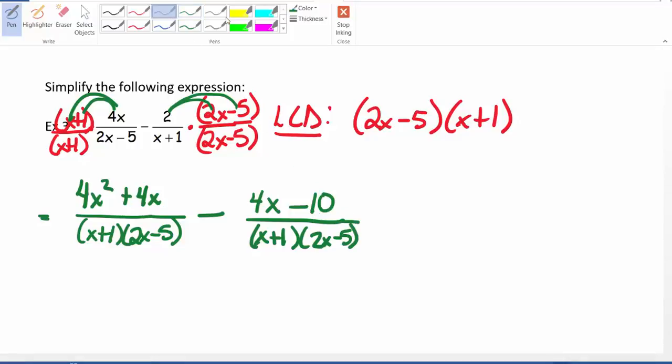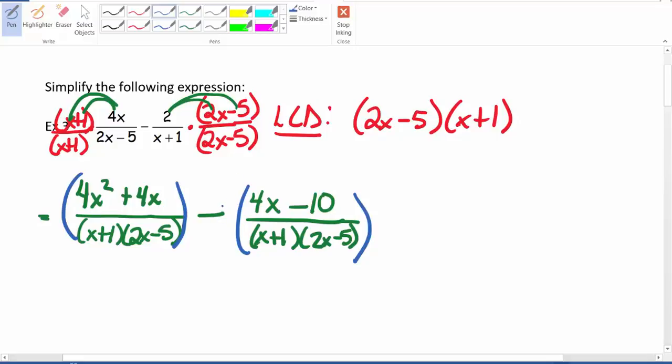Now that we've simplified the tops as much as possible, it's really important to note that we are taking this rational expression and subtracting this rational expression. If we put parentheses around these, we haven't changed anything.